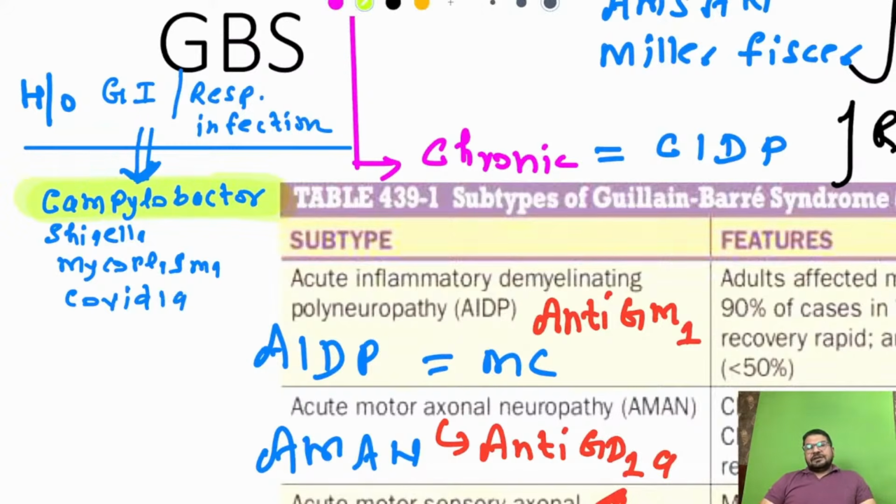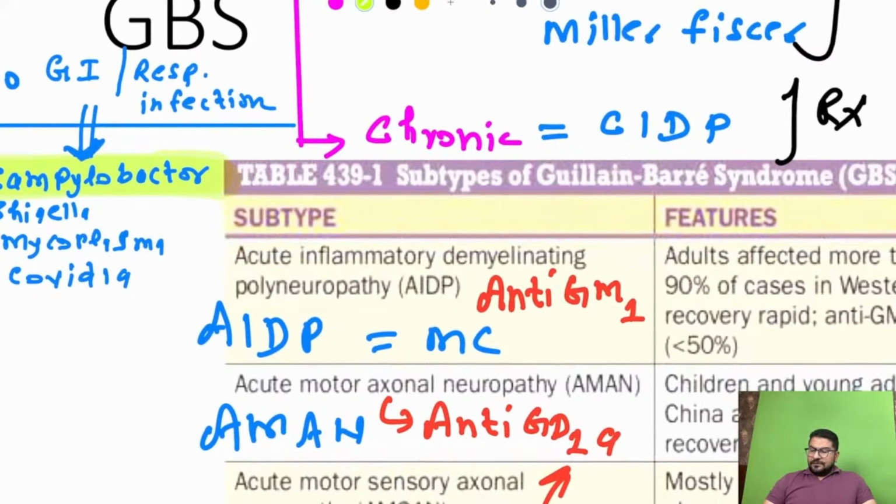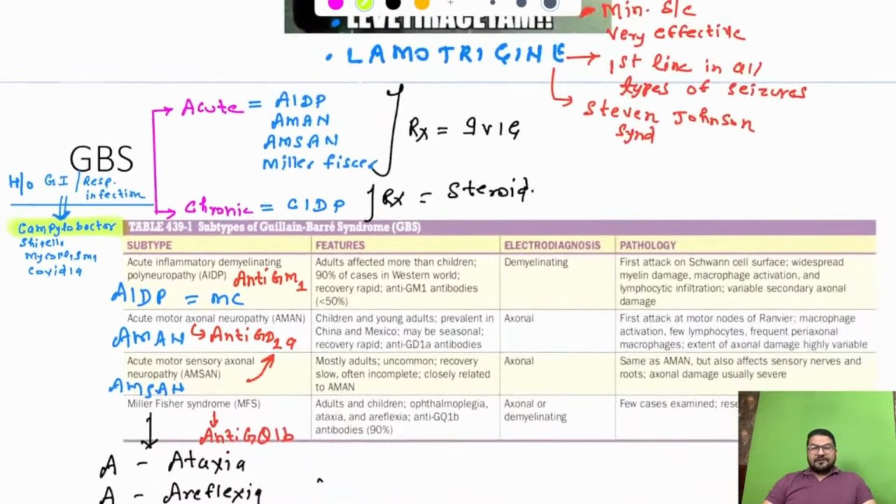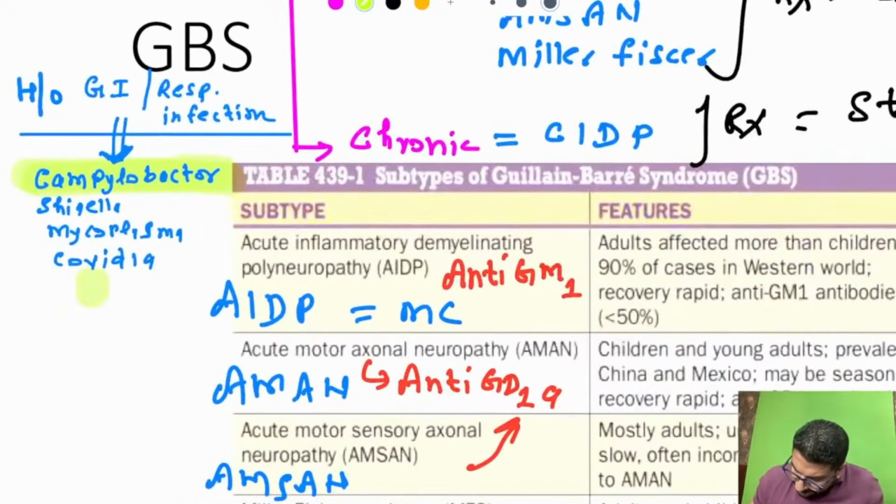So understand this thing, patient had Campylobacter infection. Few weeks later he developed ascending neuropathy. कुछ हफ्ते में क्या हो गया? Ascending neuropathy.